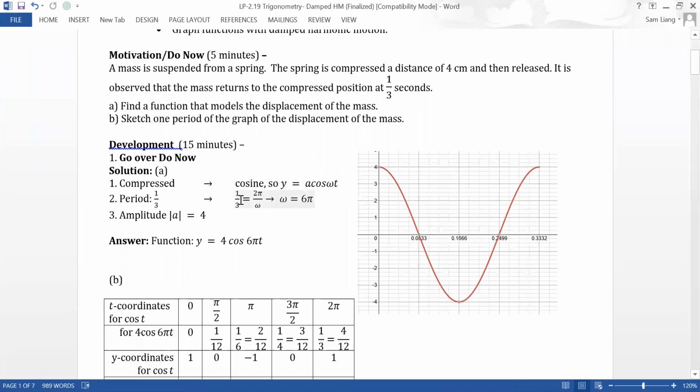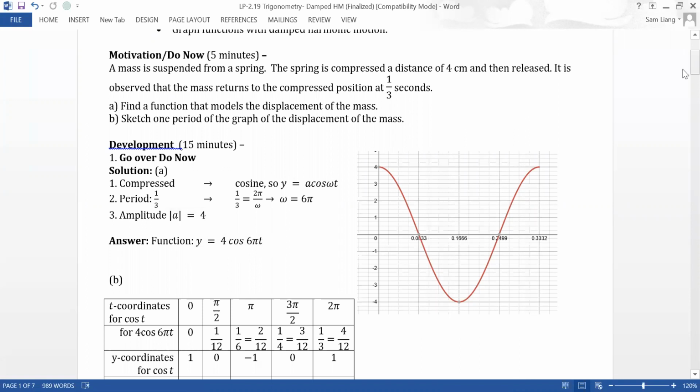With that, we can solve for omega. 1/3 equals 2 pi over omega. Cross multiply, you get omega is 6 pi. Lastly, the amplitude is 4 because we're given that it's compressed a distance of 4 centimeters. Therefore, your formula will be y equals 4 cosine 6 pi t. That's for part A.